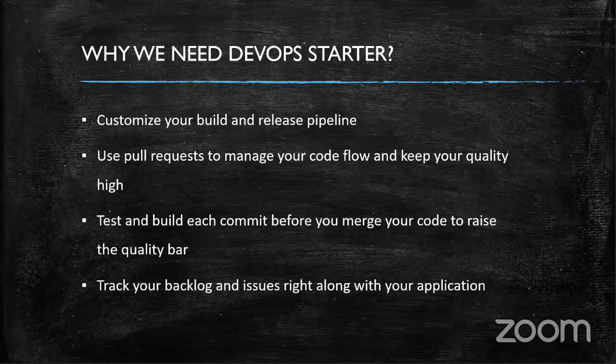This is the main concept, because for pull requests we need to manage the code flow. That activity in DevOps Starter is easier compared to other environments. So we can test and build each commit before you merge your code, to raise the quality bar. This is also an important concept. We can analyze the code, test, and build the application error free, or we can predict what kind of error, and we can give the cases accordingly when we are doing this activity from DevOps Starter.